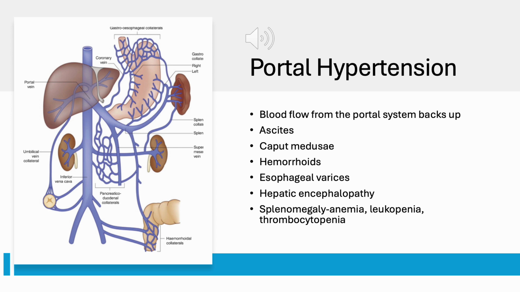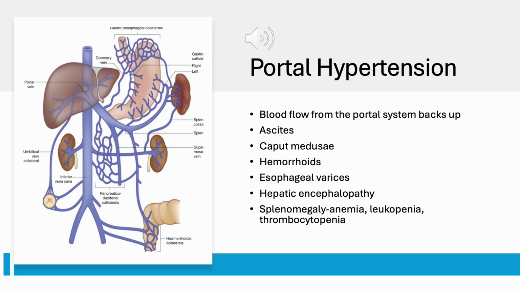And then if you look at the spleen here, the blood can back up into the spleen. When blood backs up into the spleen, patients have what's called splenomegaly. When the spleen gets really big, it acts like a Pac-Man, and it ends up eating the red blood cells, the white blood cells, and the platelets. So the patient's going to have anemia, leukopenia, and thrombocytopenia.